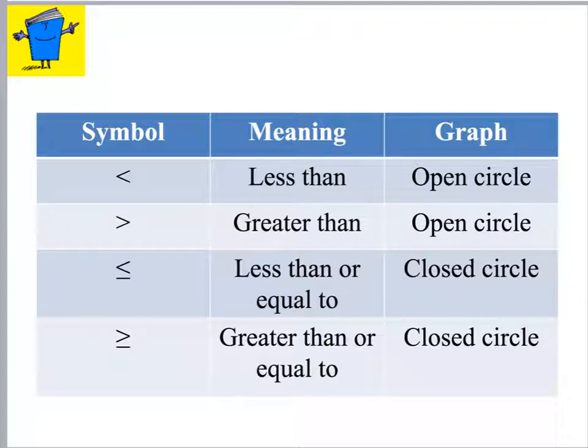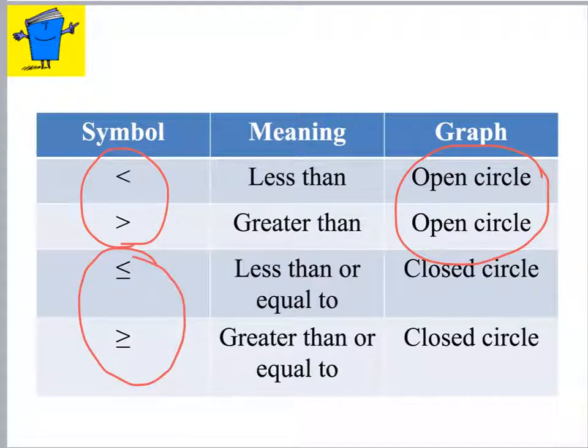Now, the symbols less than or greater than are represented on the graph as an open circle, and that's because the solution set does not include the number that the graph starts on. Conversely, the less than or equal to or greater than or equal to symbol is a closed circle because the number that the graph starts on is included in the solution set.